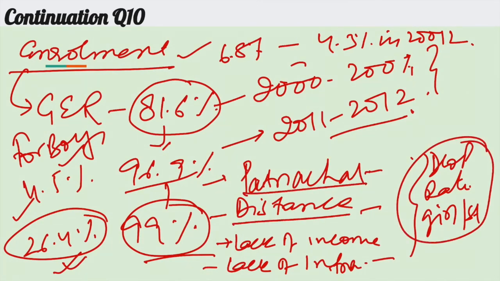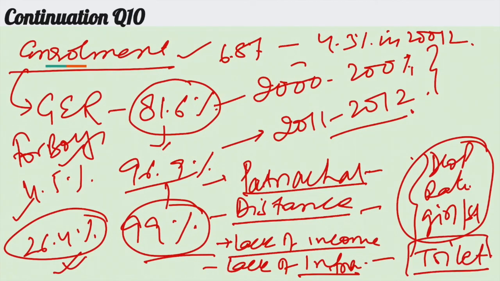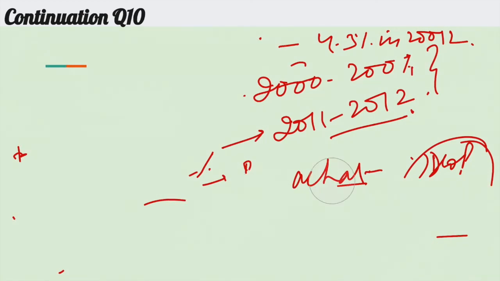Now these are certain factors for why there is a drop rate amongst girl students: the patriarchal mindset, and the distance of the school, even though we have a primary school within a 1 kilometer radius after the implementation of the Right to Education Act. The third is lack of income of the parents. They think, how and why should we invest in the girls' education? Ultimately she will have to go into another house. Then lack of infrastructure simply means lack of toilet facilities and lack of drinking water supply. These things are a hindrance in the educational cycle of the girl child, and therefore they drop out from school.